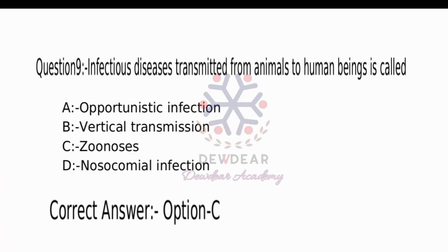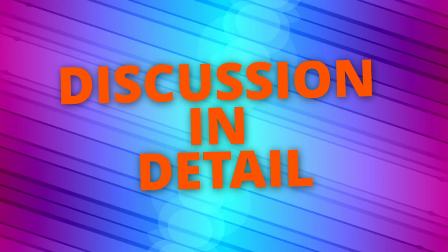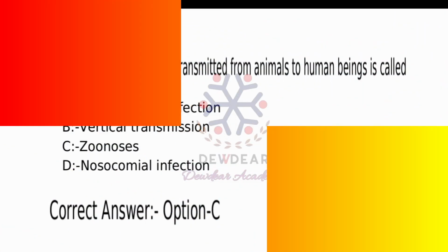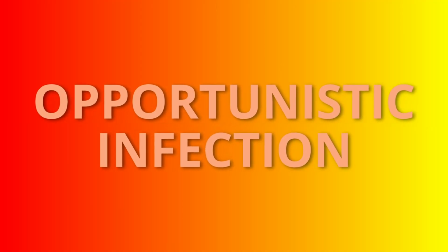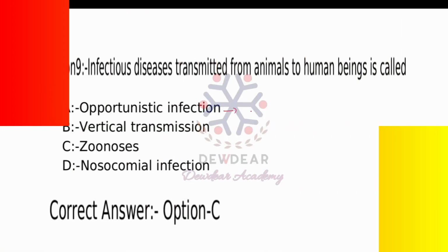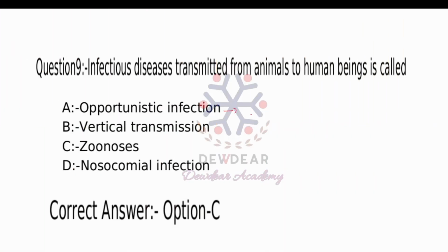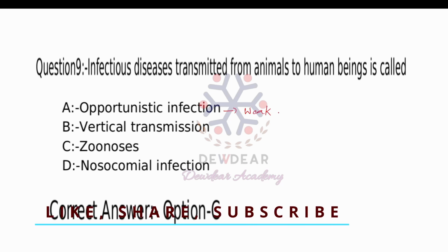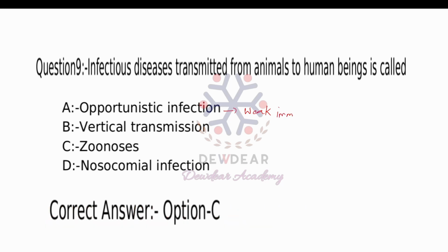So we will discuss each of the options first in detail so that you will get an idea about the different topics. Opportunistic infection is an infection which is caused by pathogens like bacteria, viruses, fungi or parasites, and it takes advantage of an individual's weak immune system. It affects people with a weak immune system, or immunocompromised persons or patients. These infections are harmless to people who have a healthy immune system, but can cause disease in immunocompromised patients.